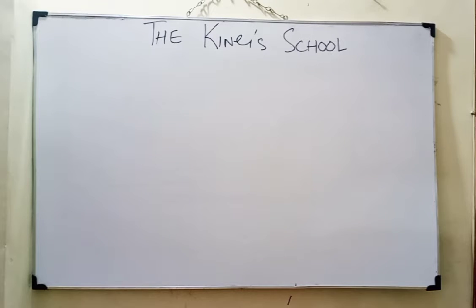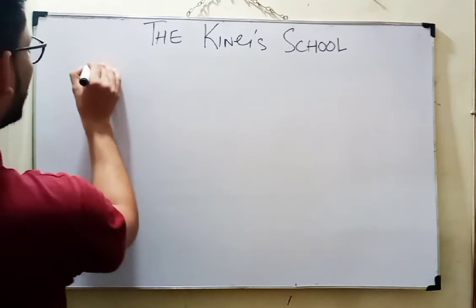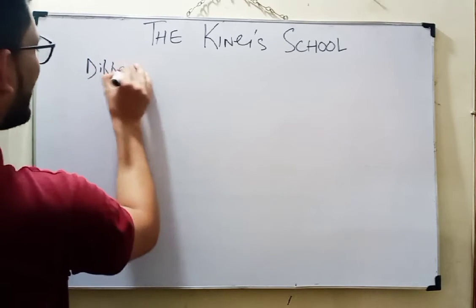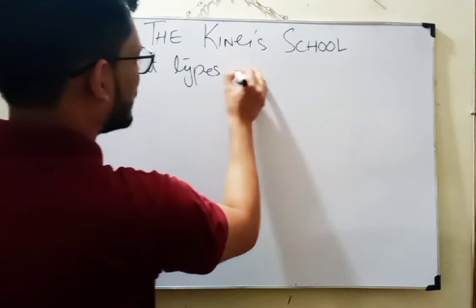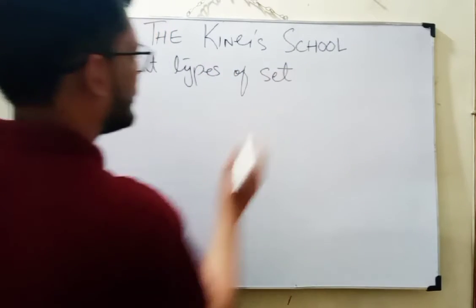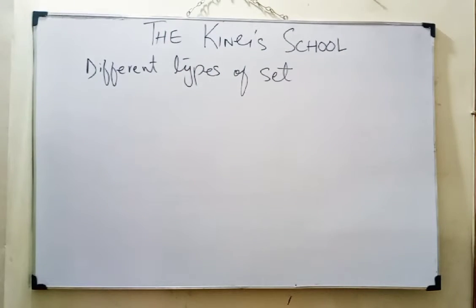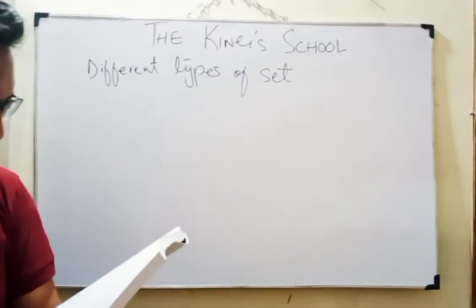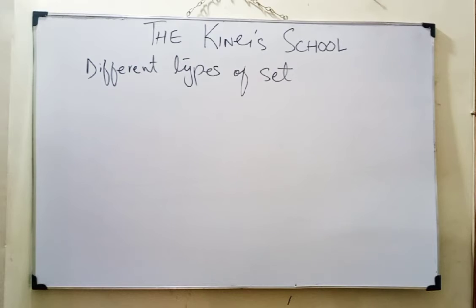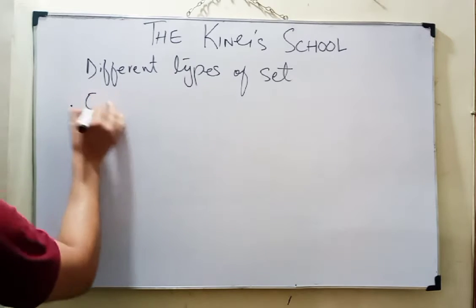Today we are going to start our new topic, that is different types of set. In the last lecture we learned about the different forms of set, and these are the different types of set. First we start from the empty set.